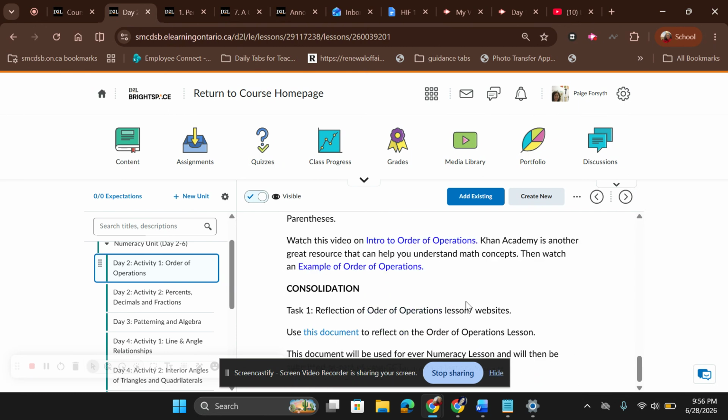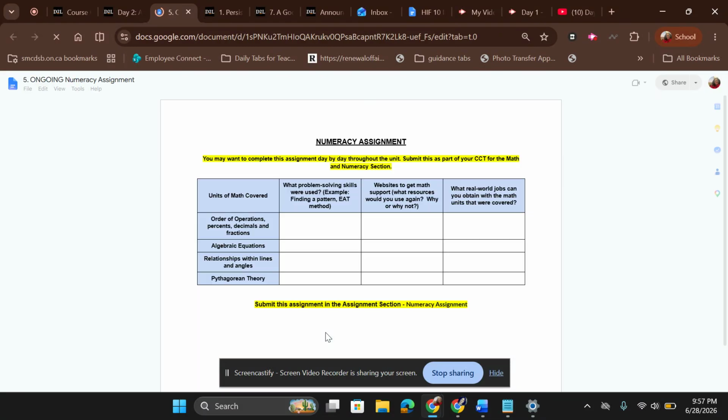Okay, then you're going to watch the video on the order of operations through Khan Academy. It's another great resource to help you understand math concepts. And then you're going to watch a video that shows an example of the order of operations. Then for the assignment part, you're going to use this document to reflect on the order of operations lesson. Here it is here, so you're going to fill out the chart here, here, and here.